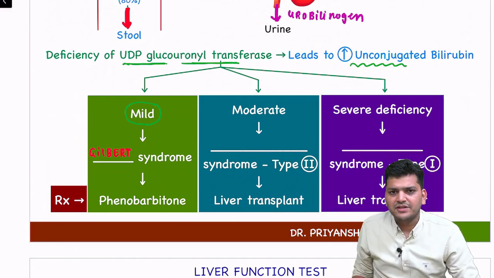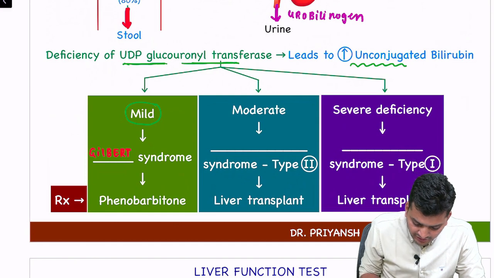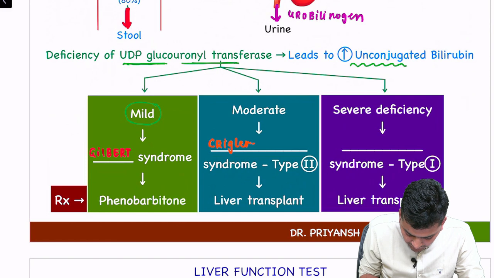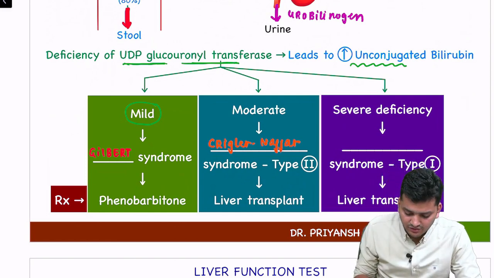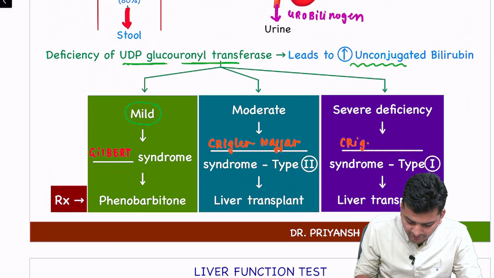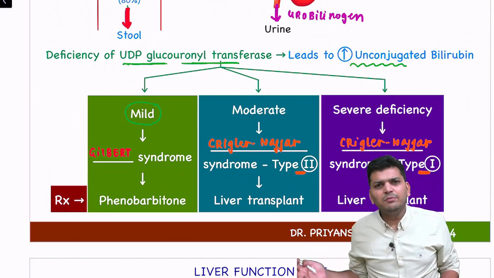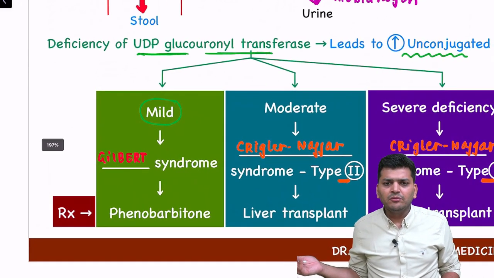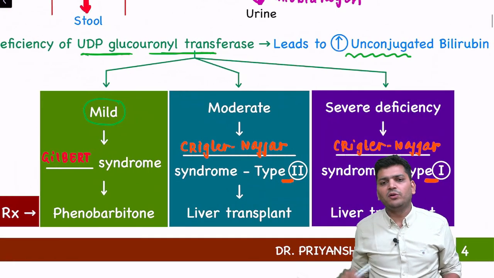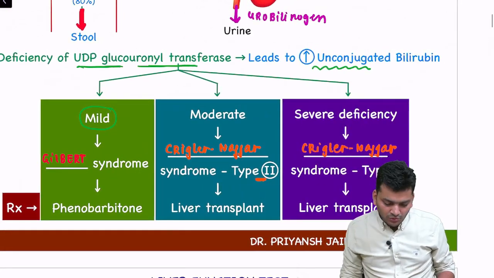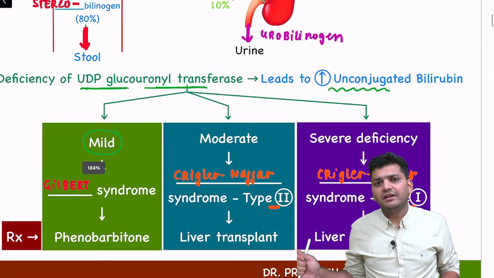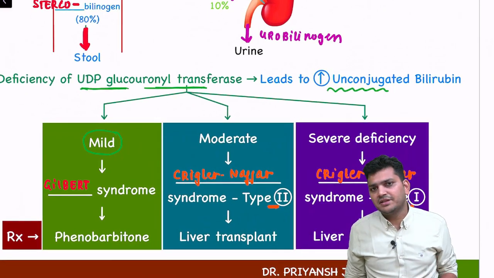If there is moderate deficiency, that is called Crigler-Najjar type 2. And if there is a severe deficiency, that is called Crigler-Najjar type 1. For Gilbert syndrome, we can give phenobarbital, and for Crigler-Najjar, you have to go for liver transplant. Right? So, unconjugated bilirubin can increase in Gilbert or Crigler-Najjar because the enzyme deficiency is there.